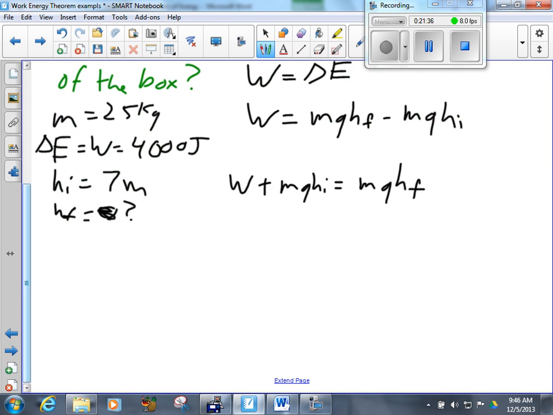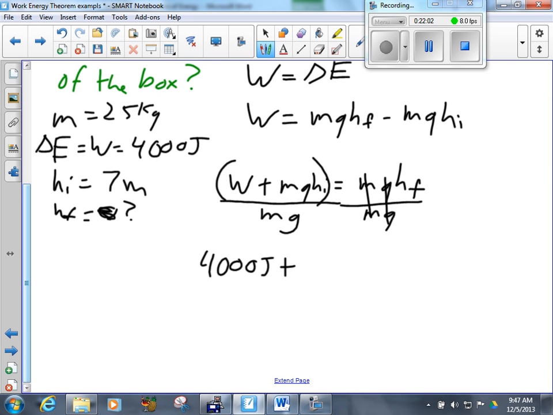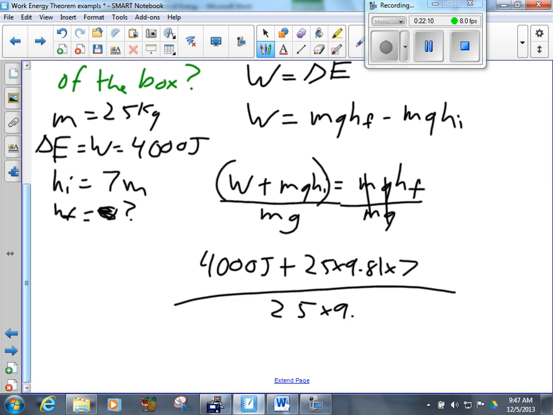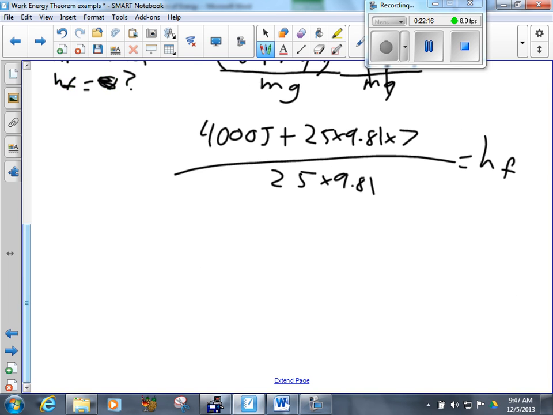How do I get hf by itself? Divide by mg. Remember, mg does not cancel here. That is the most common mistake made on a question like this, to cancel mg. mg does not cancel because this part would have to be done first. So we've got 4,000 joules plus 25 times 9.81 times 7, over 25 times 9.81. That'll give us hf.